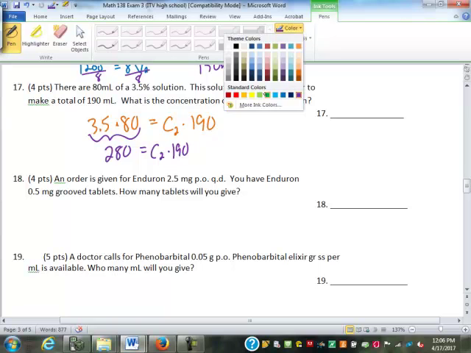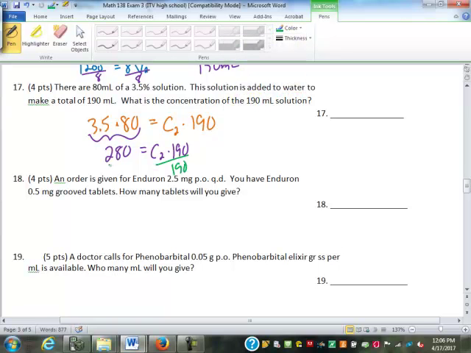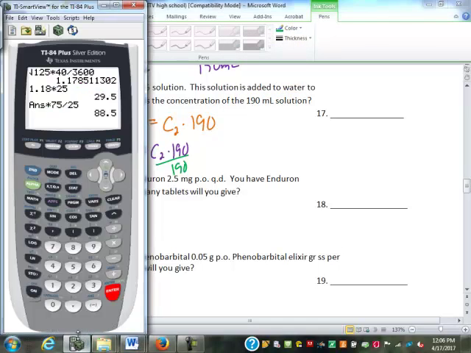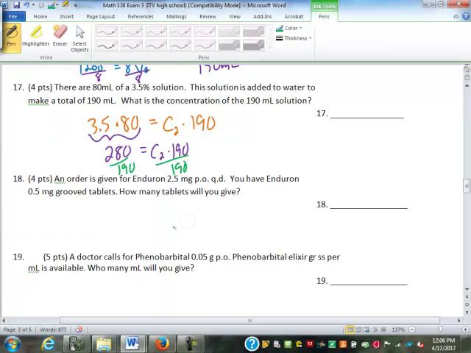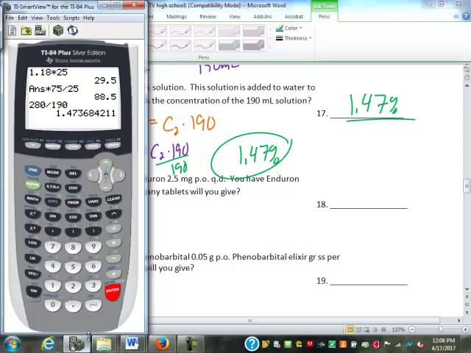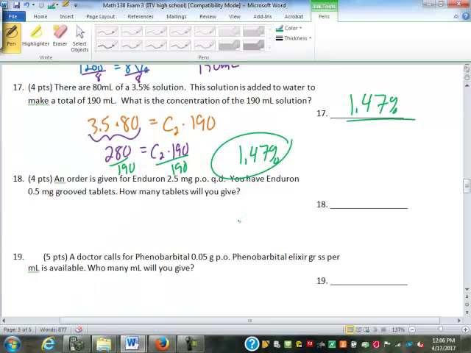And we solve that now, dividing by 190 to get C2 alone. So 280 divided by 190 is 1.474, 1.47, we'll round that to. That's percent. So the final solution, the 190 milliliters, will be at 1.47%. Again, if you did 1.474 or 1.50, I would have accepted those as acceptable round offs.